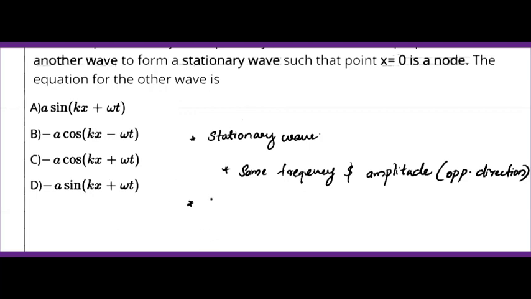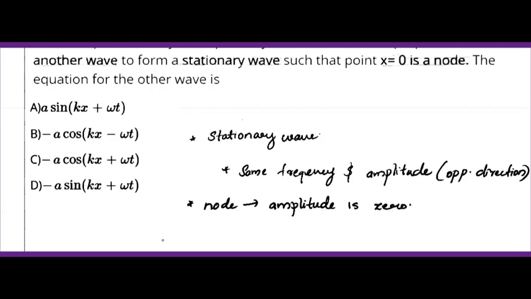And a node is a place in a wave where the amplitude is 0. Node is a place where amplitude is 0.